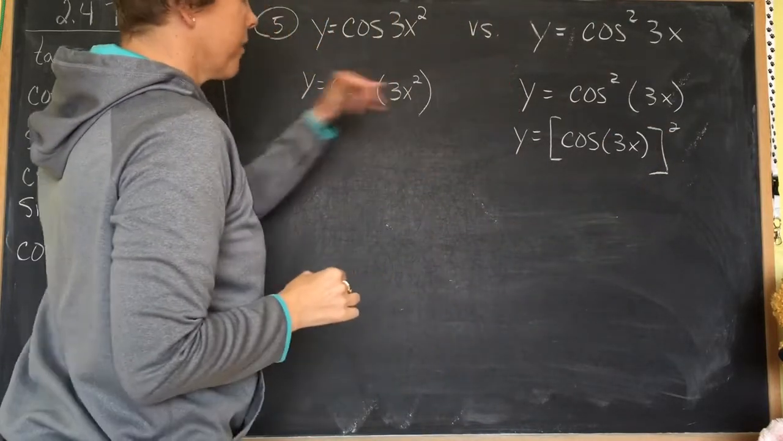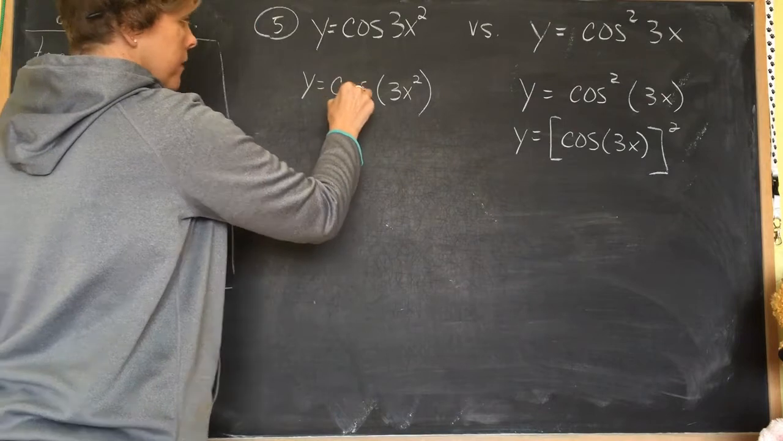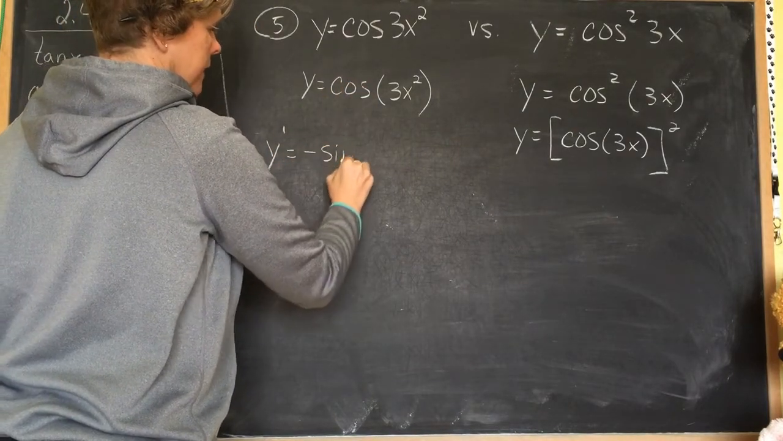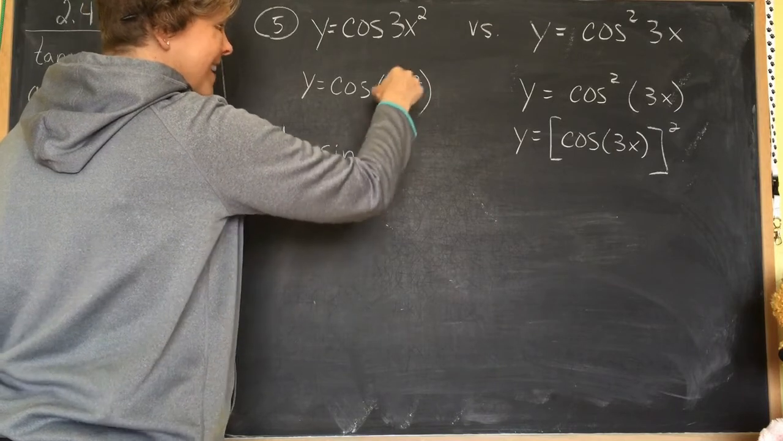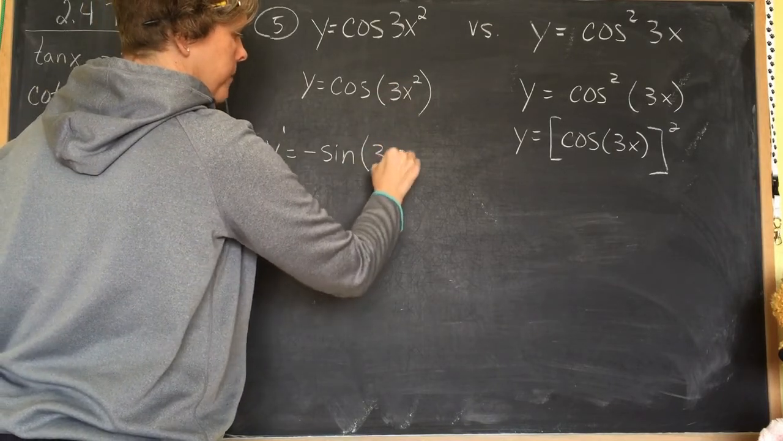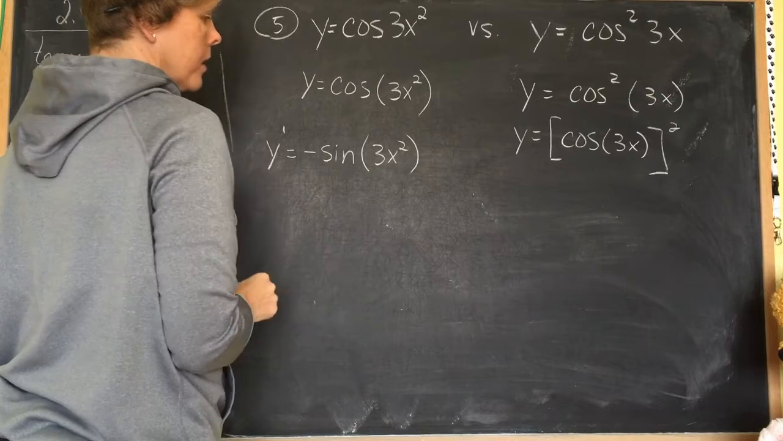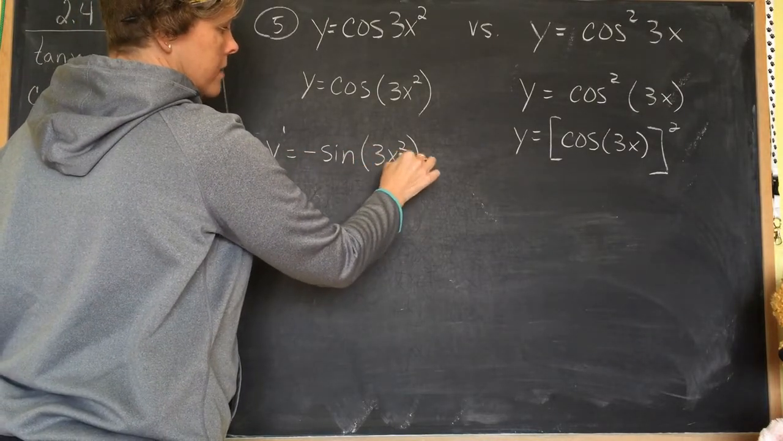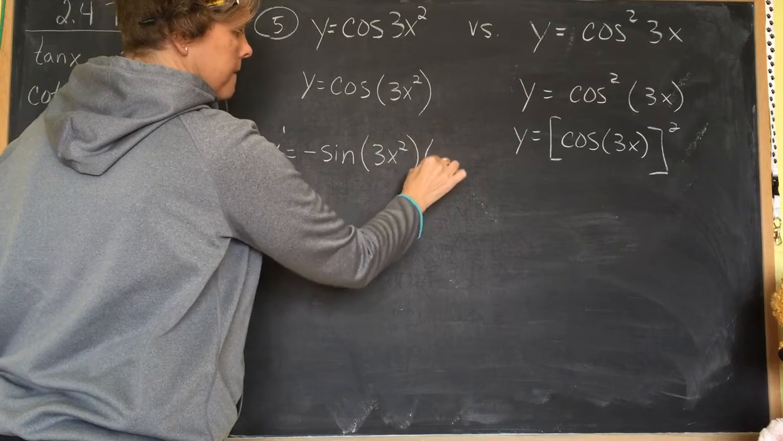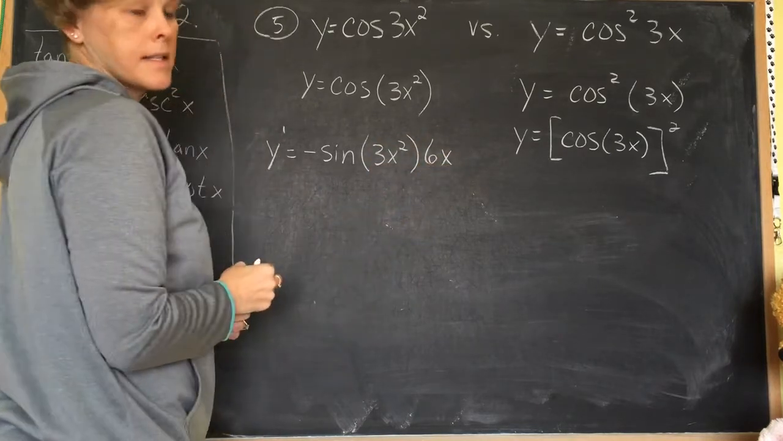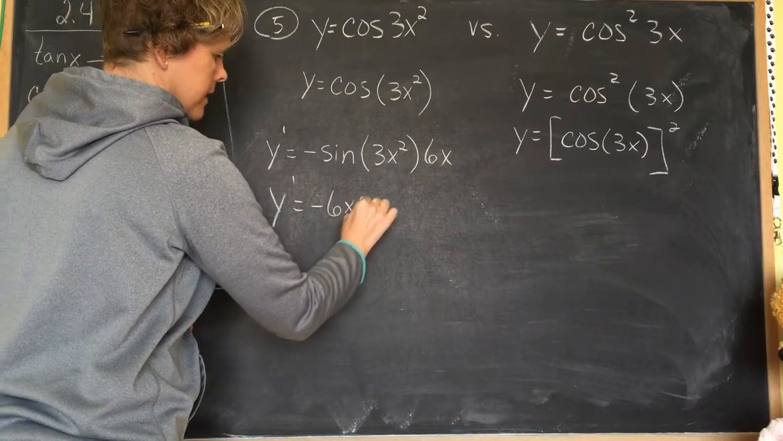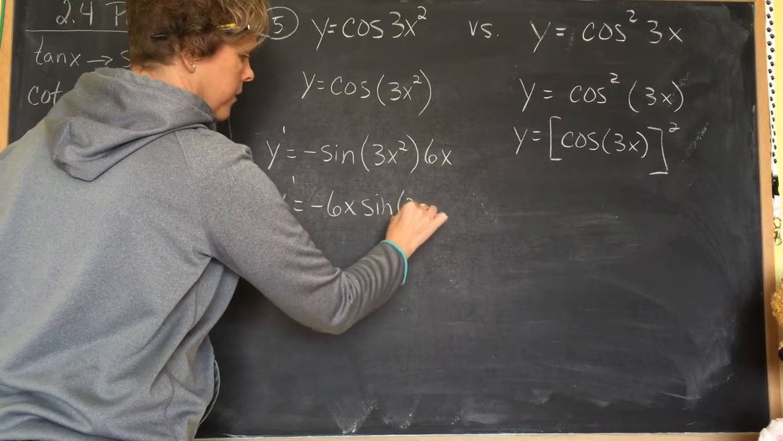Now I'm going to take the derivative of both sides here. Derivative of cosine is negative sine. My argument does not change. Now I need the derivative of that argument. The derivative of 3x squared, just power that down, and I get 6x. So my final derivative is negative 6x sine of 3x squared.